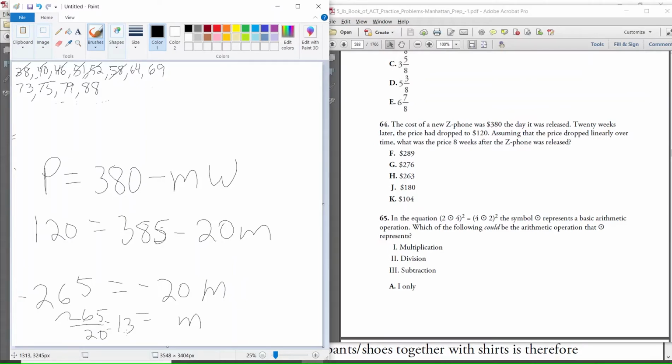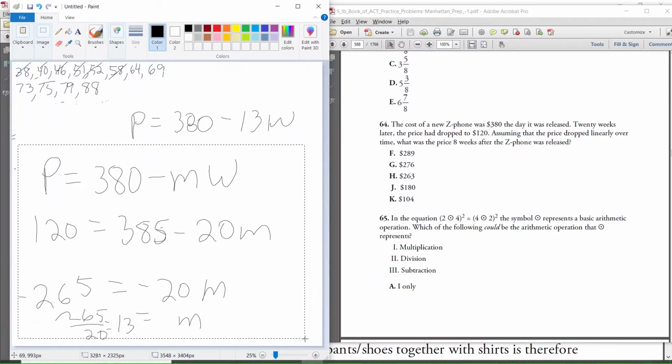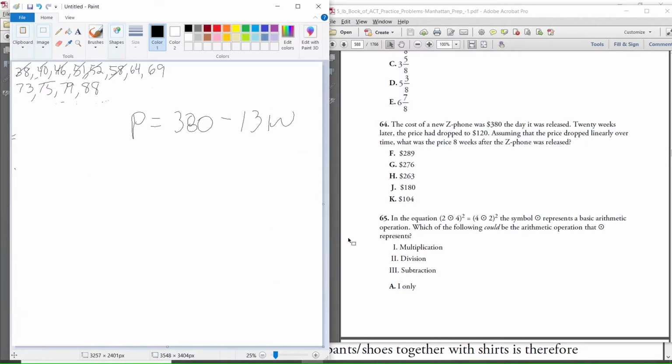So then, now we know that the M is 13, we could rewrite our equation as P equals 380 minus 13 times the weeks. And now it's an easy matter. They'd say, okay, how much did it drop in 8 weeks? Let me delete this stuff so we have extra room. I've taken away part of the room I would normally use by having this book on the other side.